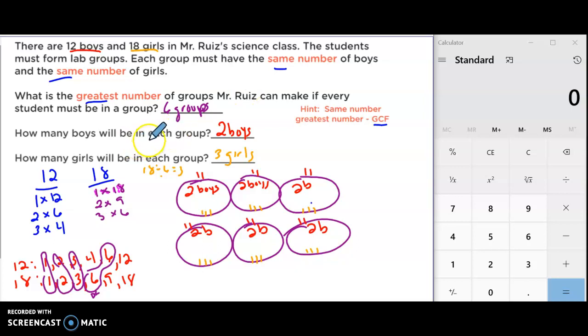Now with the boys, I could have said 12 divided by 6, and I got 2. All right, so the greatest number of groups will be 6 groups with 2 boys in each group and 3 girls in each group.